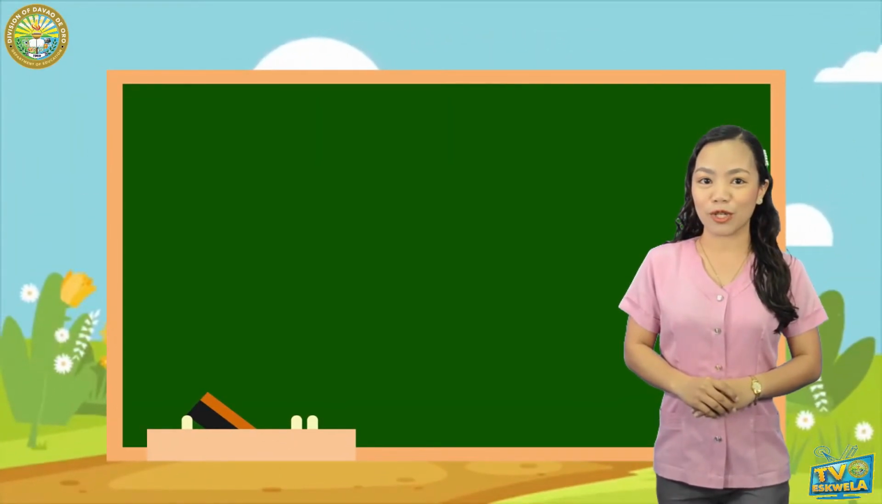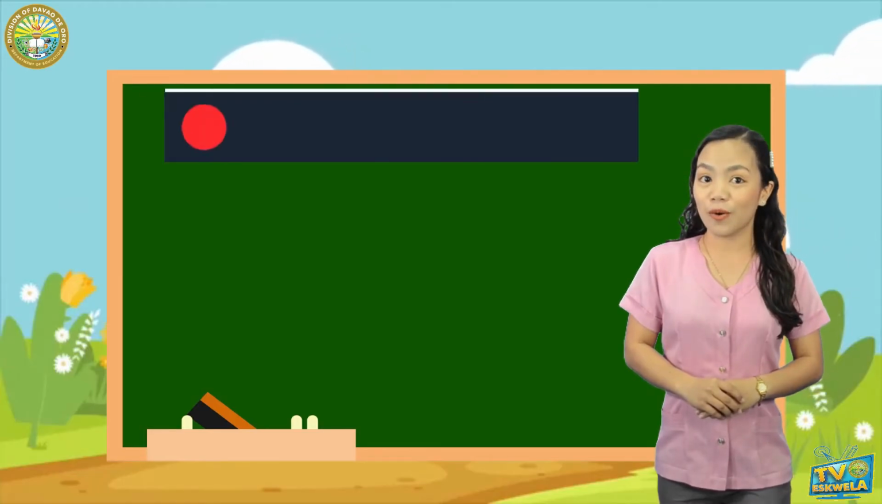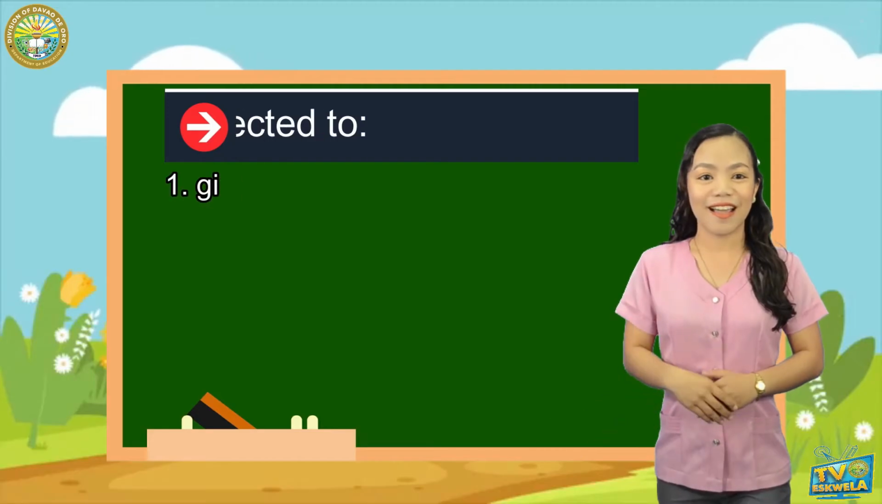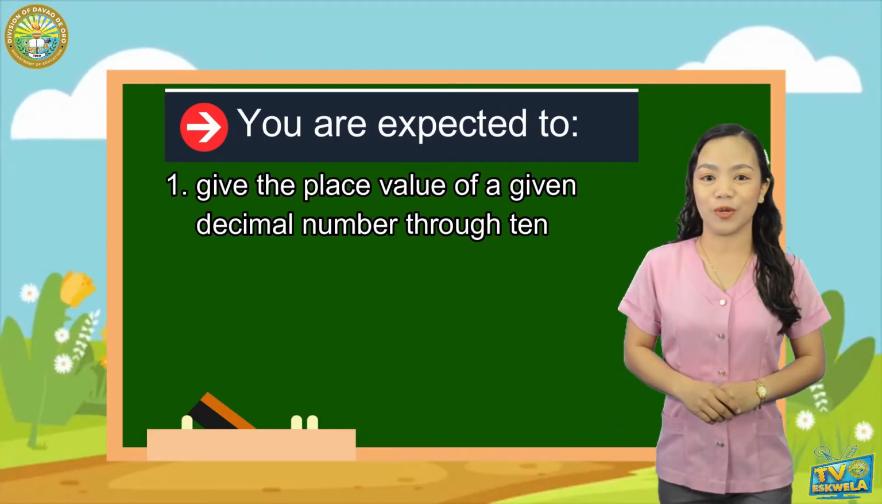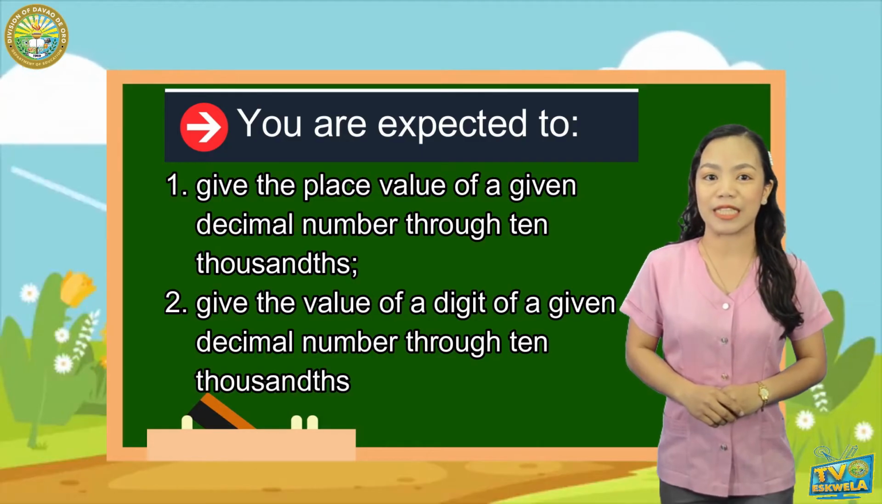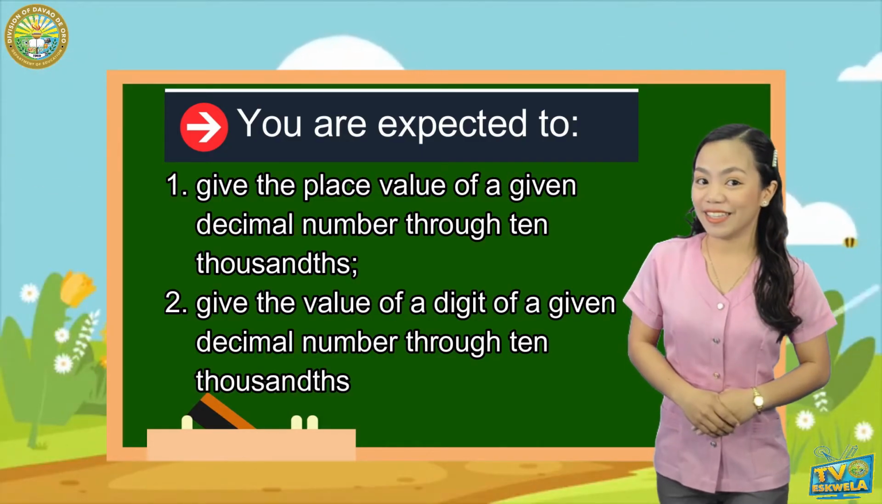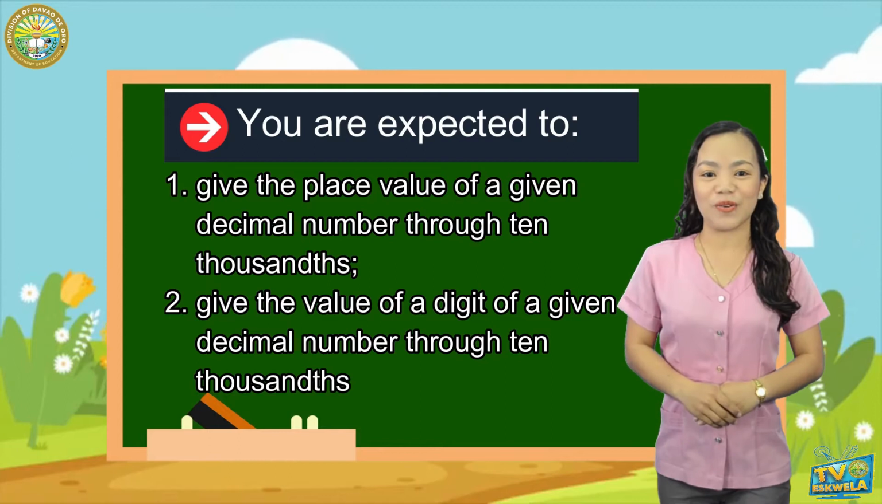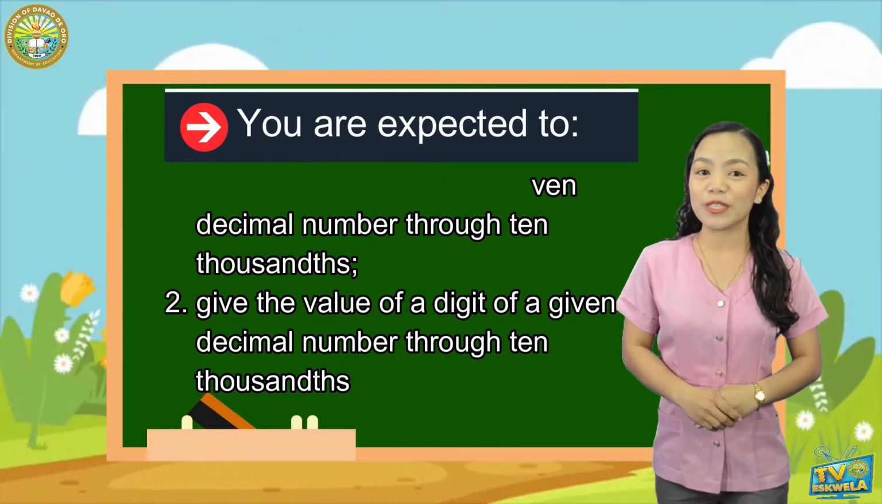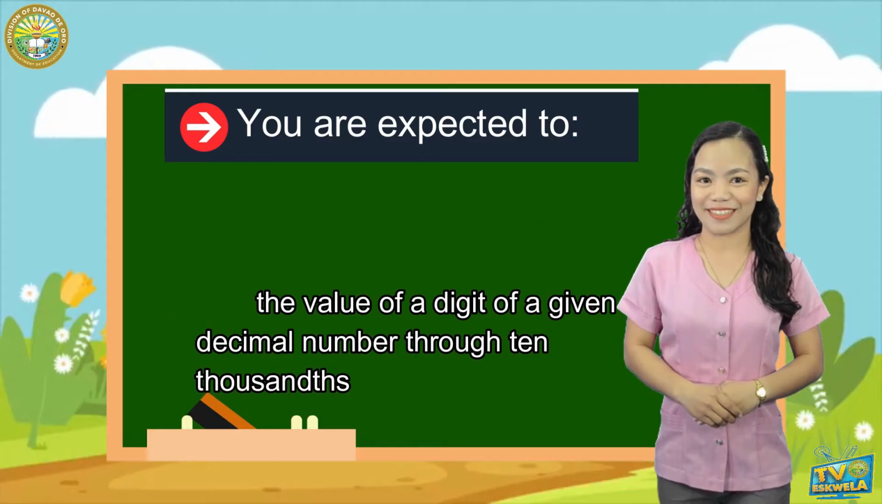After going through this lesson, you are expected to give the place value of a given decimal number through 10 thousandths, and give the value of a digit of a given decimal number through 10 thousandths.